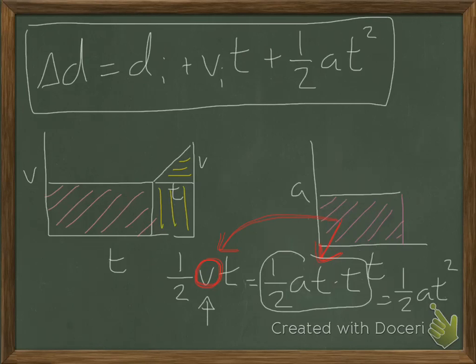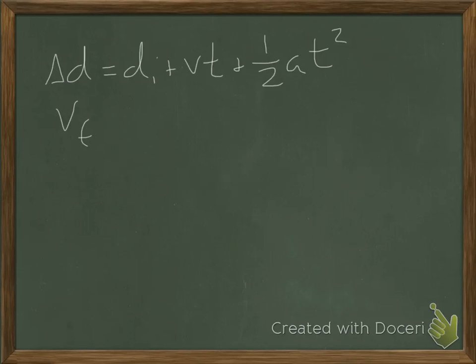Kinematics equation number 2. I'm going to rewrite the equation that we just derived. Change in displacement is equal to any initial displacement plus velocity times time plus 1/2 at squared, reflecting any change in velocity. And then also our first equation, we had any final velocity is equal to any initial velocity plus acceleration times time.